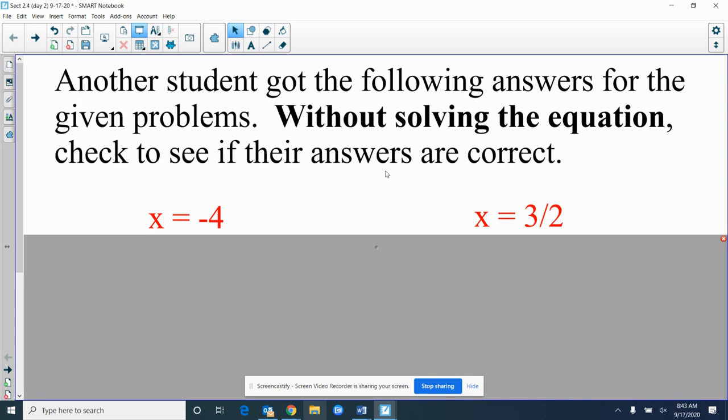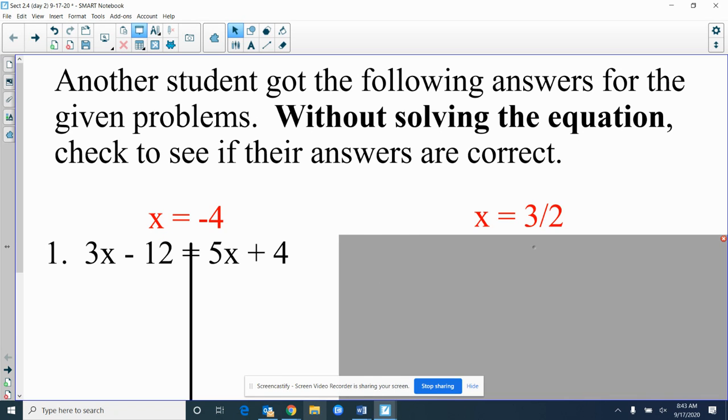Okay? All right, hey, just pay attention to this. We'll get to the homework in one second, but this is important. It says another student got the following answer. We're just going to do one of them for the given problem, so you know what the problem is. They said the answer was -4. How do you check to see if they're correct?